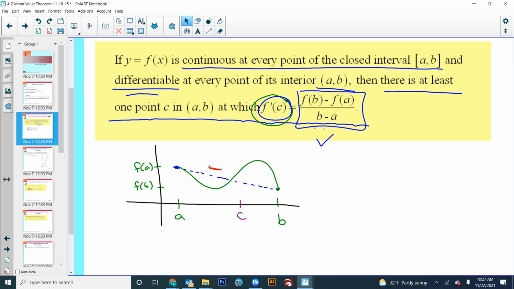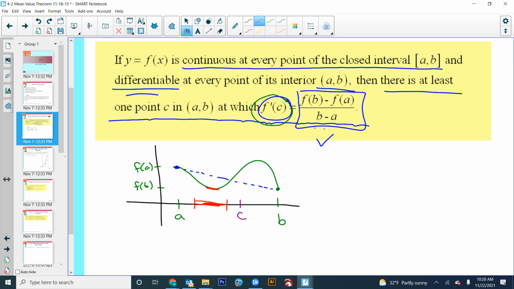Now let's do the little slope thing. It could be there. That's possible. There. And there. And there. How do I know there has to be at least one of those little C values somewhere in this region, between here and here?